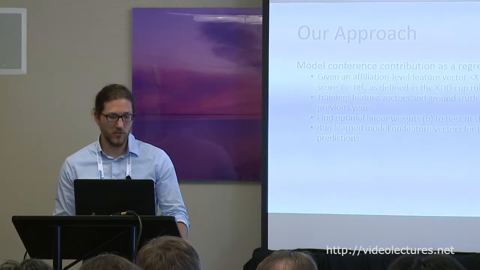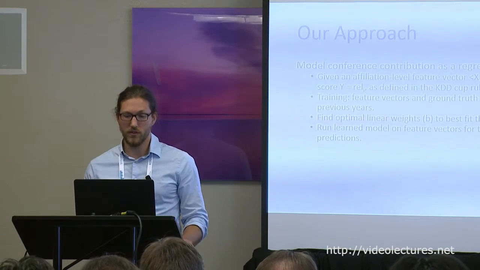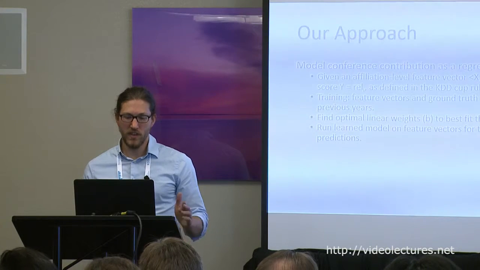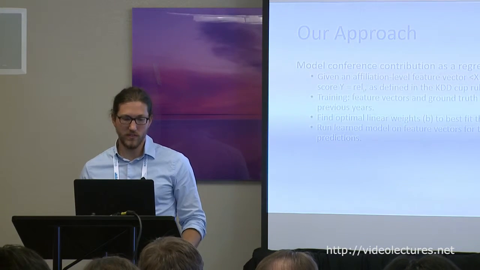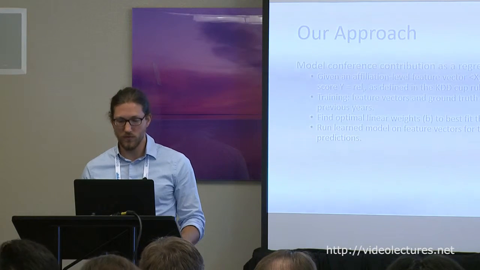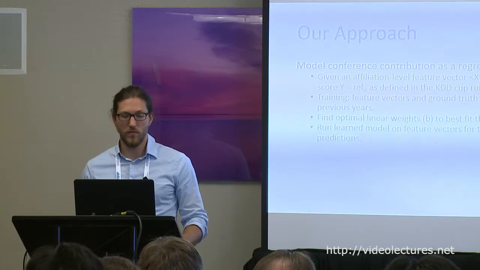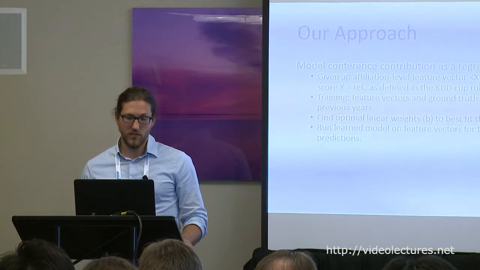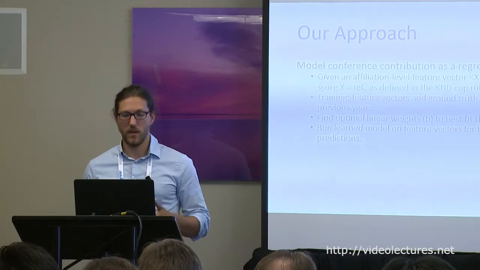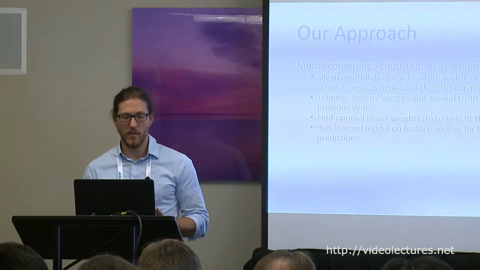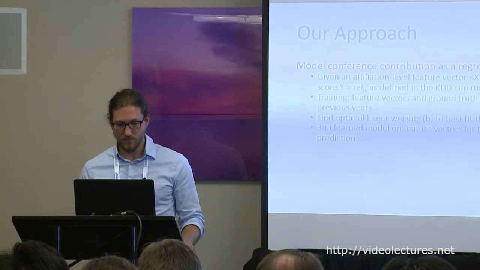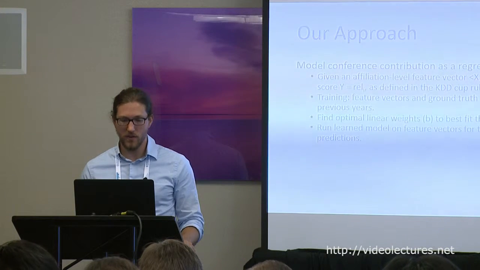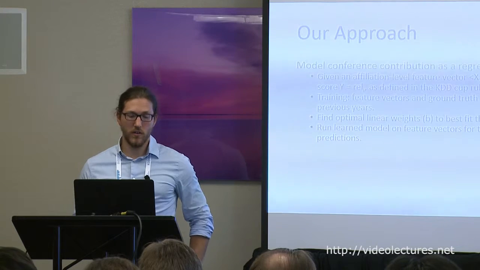So our overall approach was to model conference contribution as a regression problem, as many did before. Given some affiliation-level feature vector, we want to predict the relevancy score as defined in the KDD Cup rules for an affiliation. So that's the output of our regression. For training, we have the feature vectors and ground truth scores from the conferences in previous years. This is all in the Microsoft Academic Graph data set. So we want to find optimal linear weights to best fit the training set data and then run that on feature vectors for the current year to produce our predictions.